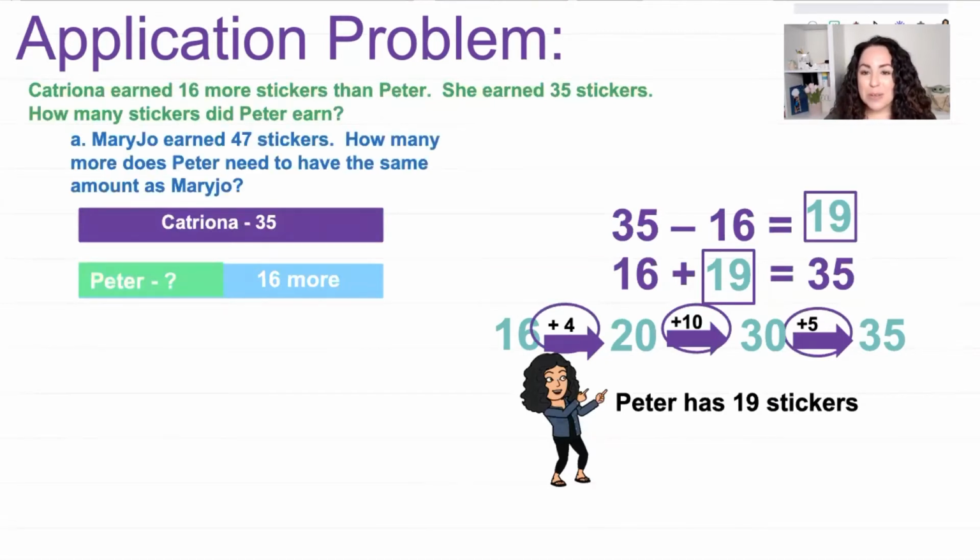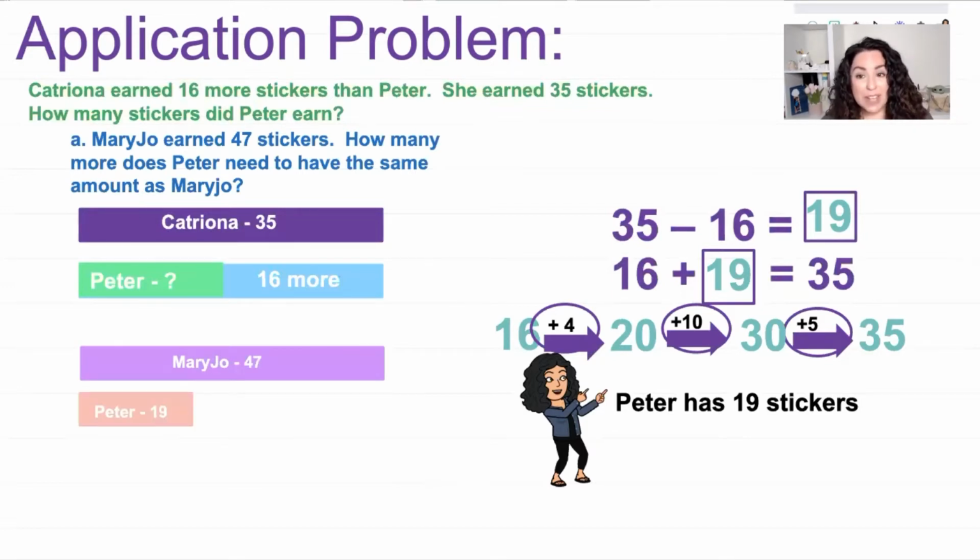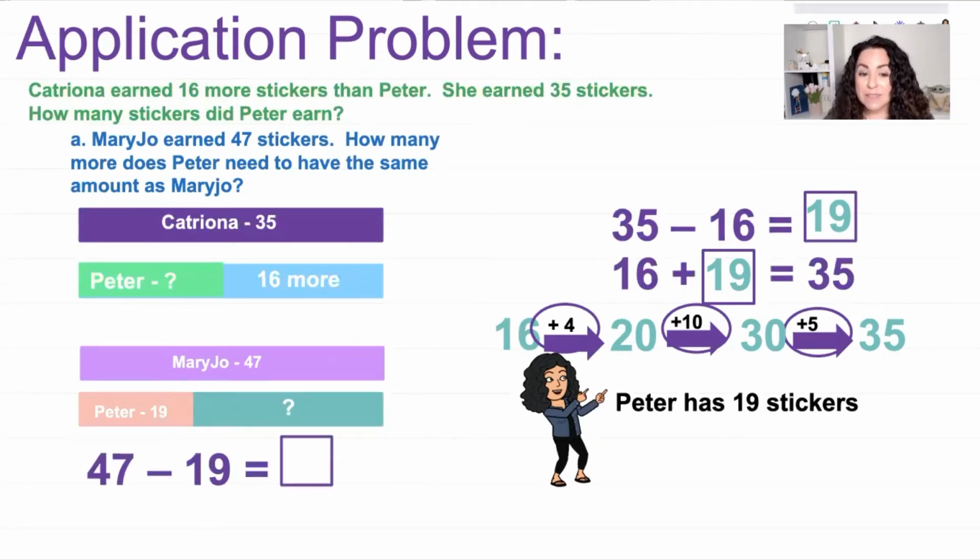It says Mary Jo earned 47 stickers. How many more does Peter need to have the same amount as Mary Jo? Well, we know that Mary Jo has 47, and we know that Peter has 19 stickers now. So now we have to find the difference. To find the difference, I can write a number sentence just like that, because when we have the whole and we have one part, we can just subtract that part and we always find the other part. So we have 47 take away 19, or again, we can write the sentence like this where we try to find the missing addend. We know that Peter has 19, and we don't know the difference, but we do know that we want to get to 47.